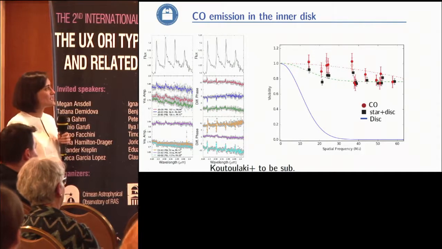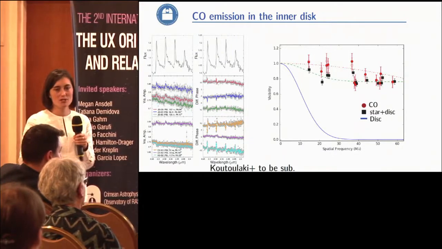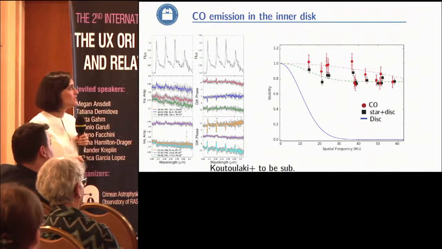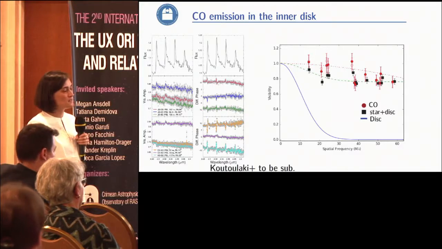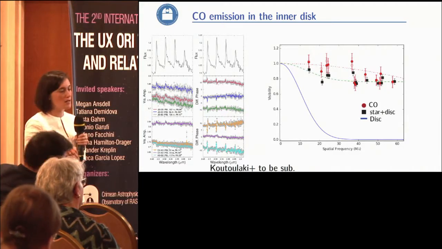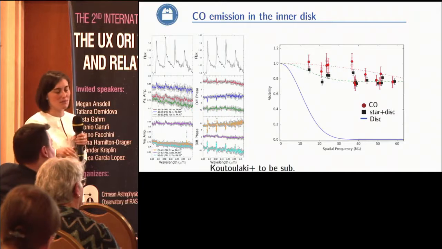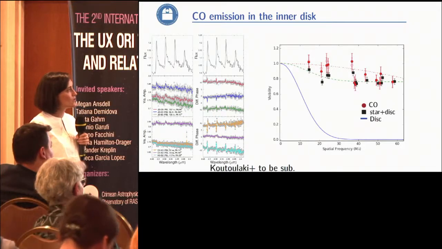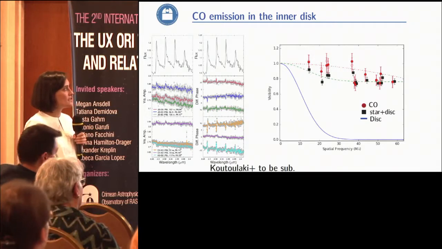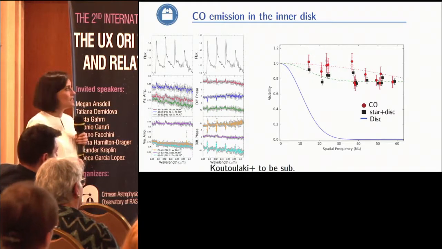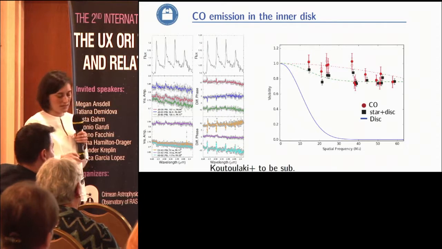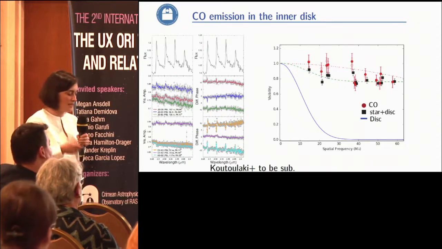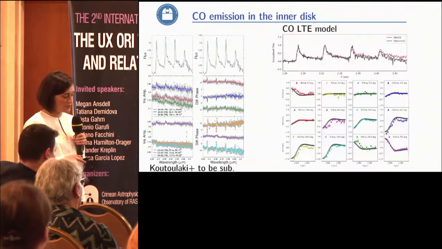What she did is to first apply a geometrical model for the visibilities of the CO. So the red points are the CO, pure line visibility, so without the continuum. The squares are the star plus disk contribution, and this blue line is the size of the disk. So what you can see is that the CO is very compact, much smaller, and located well within the sublimation radius.